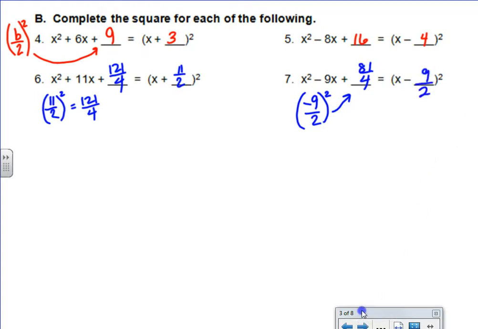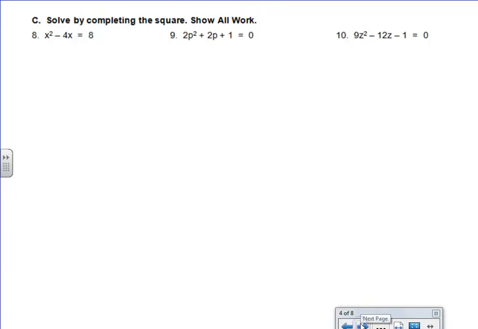So if you know the pattern and you know how to come up with the numbers, it doesn't have you do a whole lot of thinking, but it does sure help if you know why the pattern works. So now we're going to solve by completing the square. When you solve a quadratic by completing the square, you want it in the form x squared plus bx, plus blank, equals the constant plus blank.